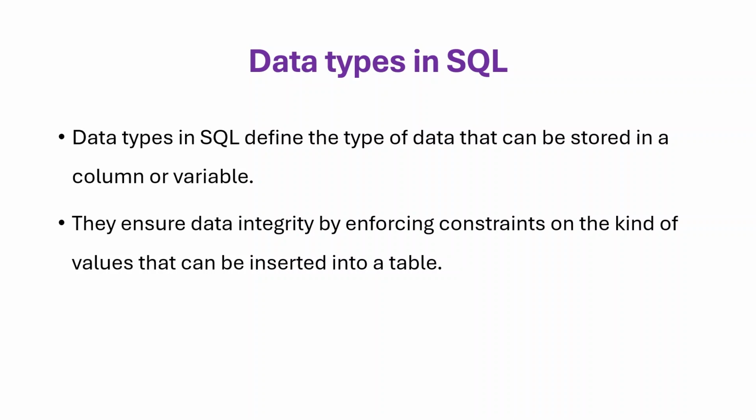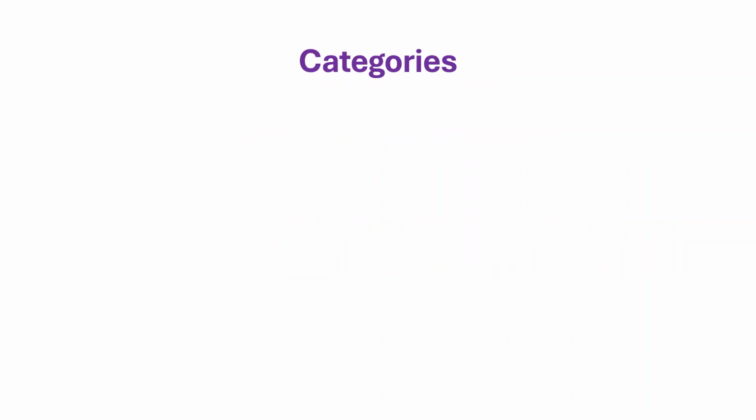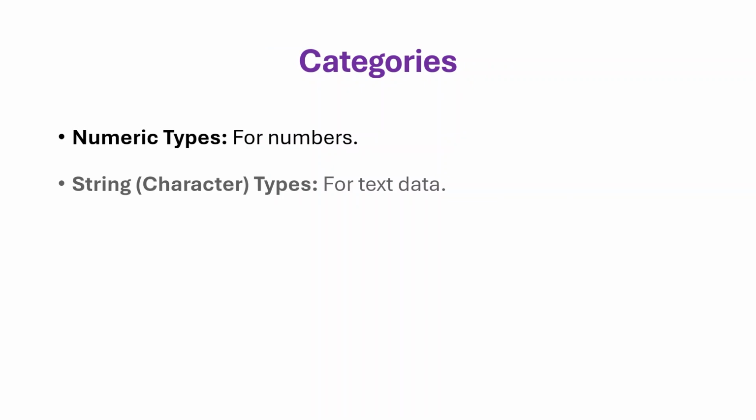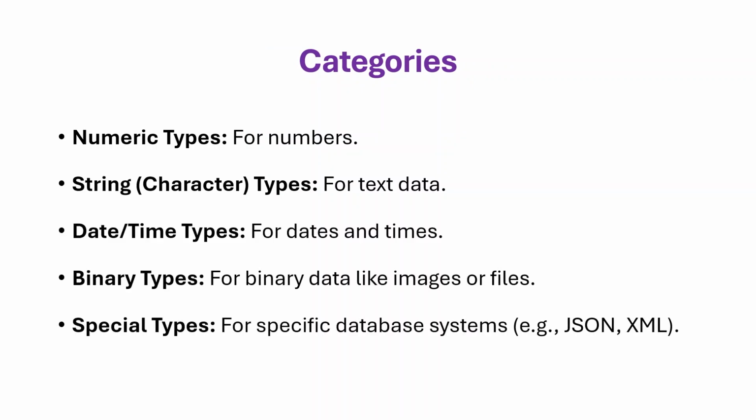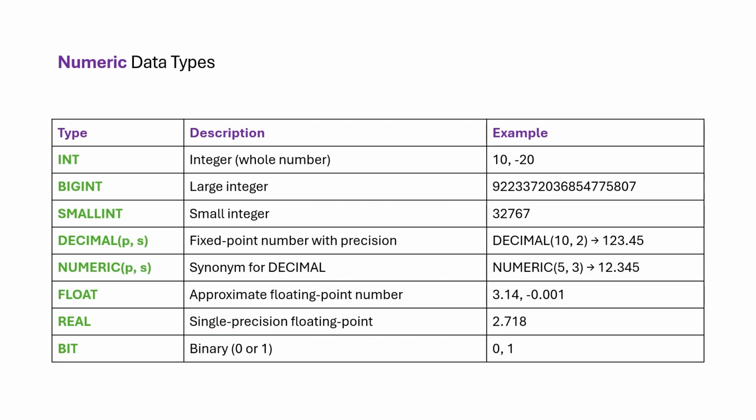There are about 4 to 5 different kinds of data types in SQL. Namely, we have numeric, strings, date and time, binary, and then special data types. So let's quickly go ahead and look at each of them very briefly. This is going to be a very theoretical video, so bear with me.